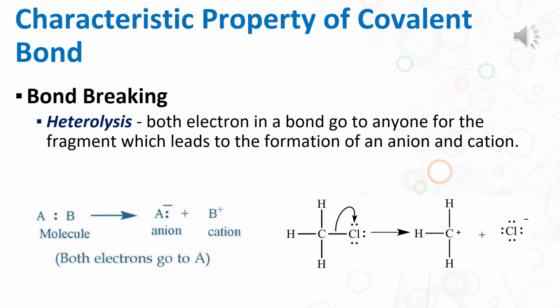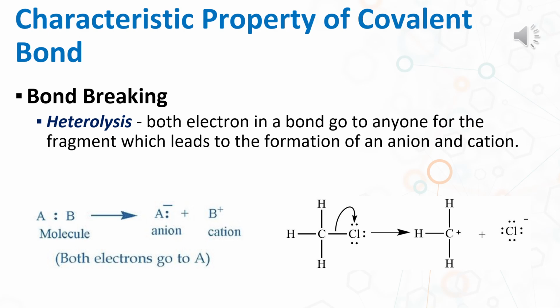Still under bond breaking, but on the heterolysis, okay? So it was already defined a while ago what is heterolysis. So let's just focus on the example on this slide, okay? As you can see from the reaction, for the reactant we have the AB molecule, and for the byproduct you have the anion and the cation.